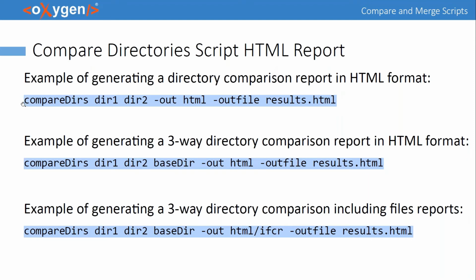So we'll compare, for example, two folders, and we'll output a result in HTML. Then we'll compare in a three-way mode, and then we'll see also how you can generate a three-way comparison including the file comparison result.